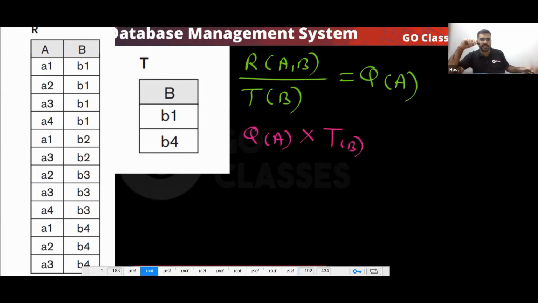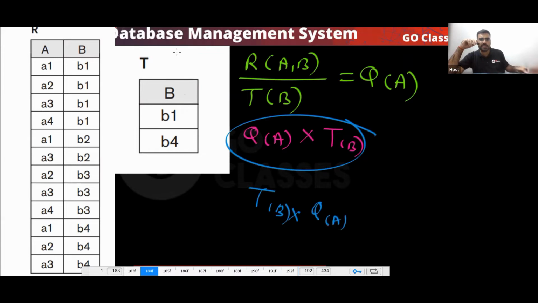Why am I writing like this? Earlier I was writing like this, here I am writing like Q cross T. Does it matter if I write like this or like this? This does not matter, because this is commutative. You can write like this also. But why am I writing like this? So that I don't get confused.